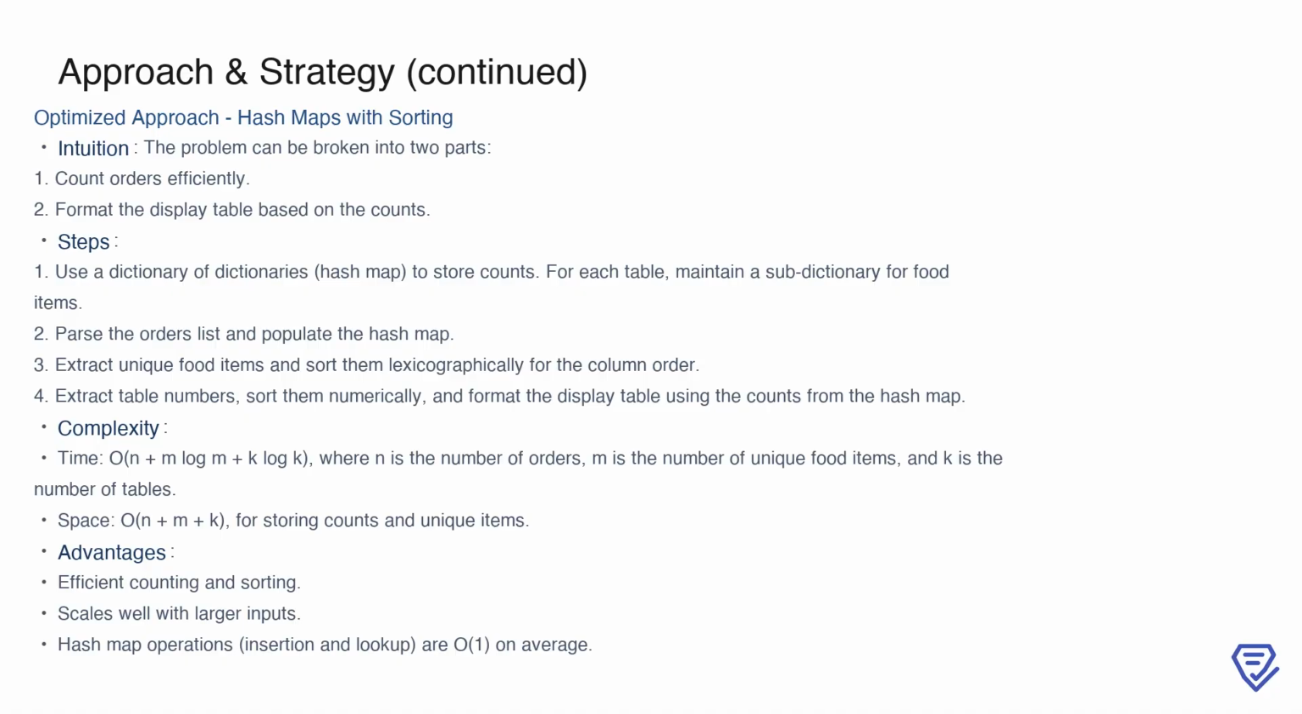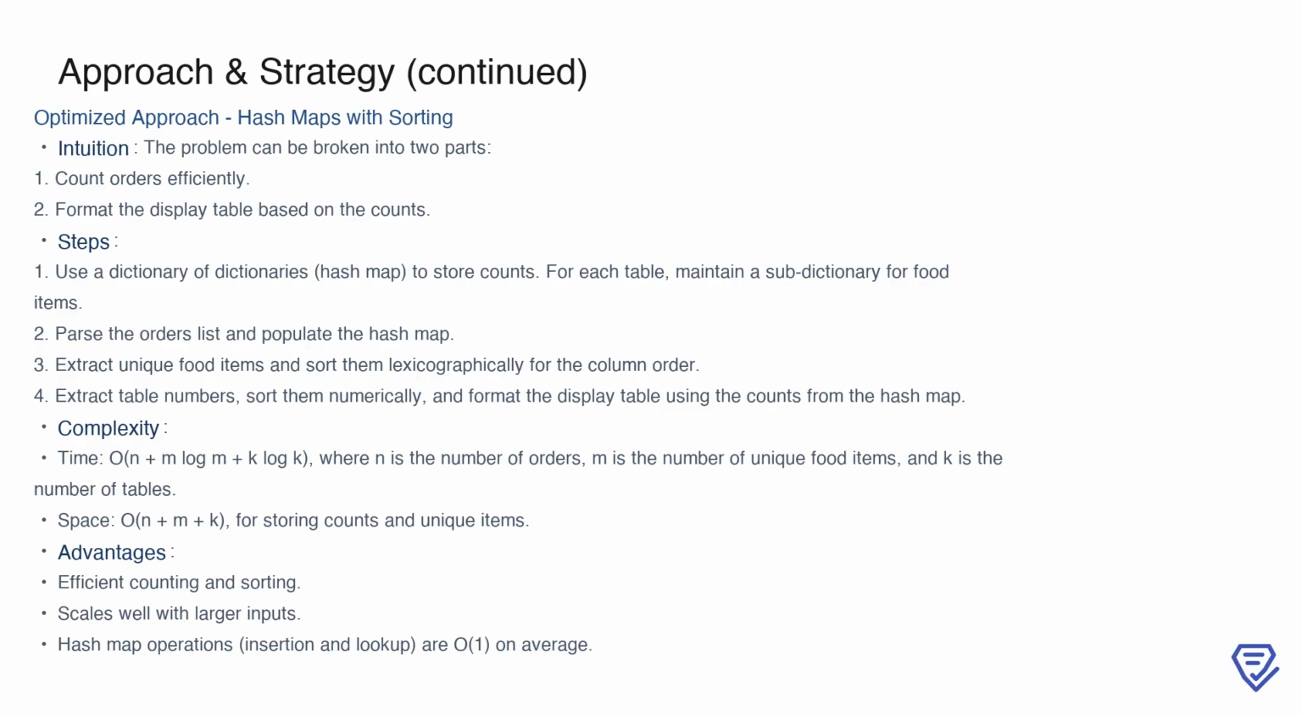Now, let's move on to a more efficient solution, the optimized approach using hash maps with sorting. The key intuition here is to divide the problem into two main parts: first, counting the orders efficiently, and second, formatting the display table based on those counts. To achieve this, we use a dictionary of dictionaries, where each table is associated with a subdictionary that keeps track of its food item counts. By parsing the orders list, we can populate this hash map efficiently.